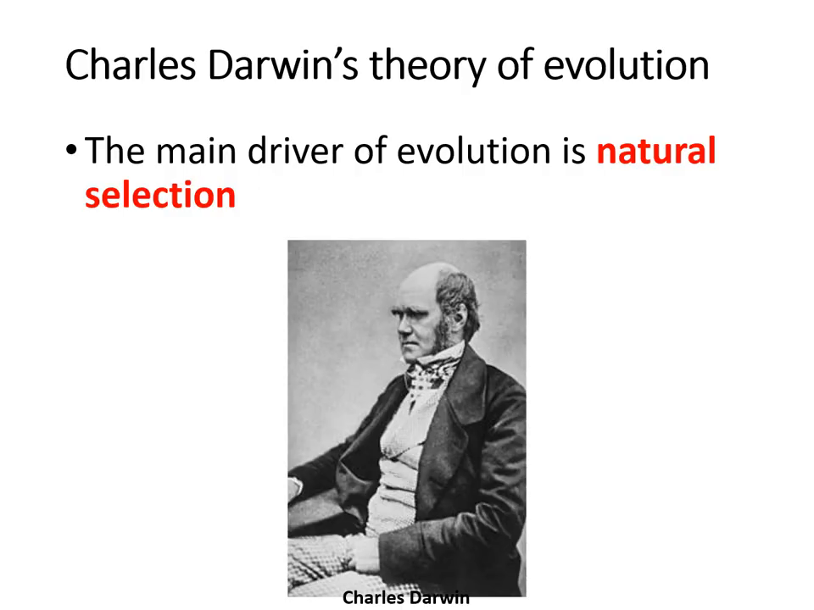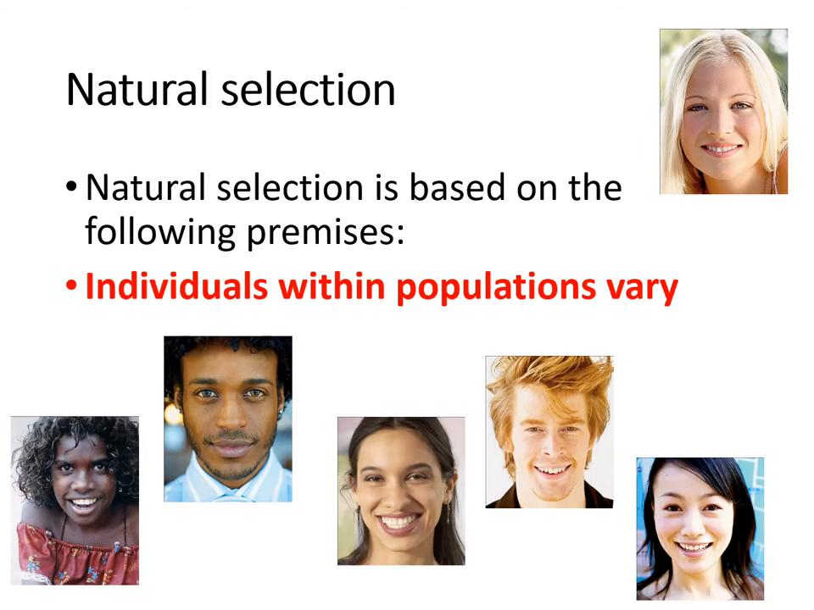So there is the theory of evolution by Charles Darwin, and that is the accepted model for explaining evolution. In his theory, the main driver of evolution is a concept called natural selection. Natural selection is based on several key premises. First, for natural selection to work, individuals within a population are going to vary from one another.